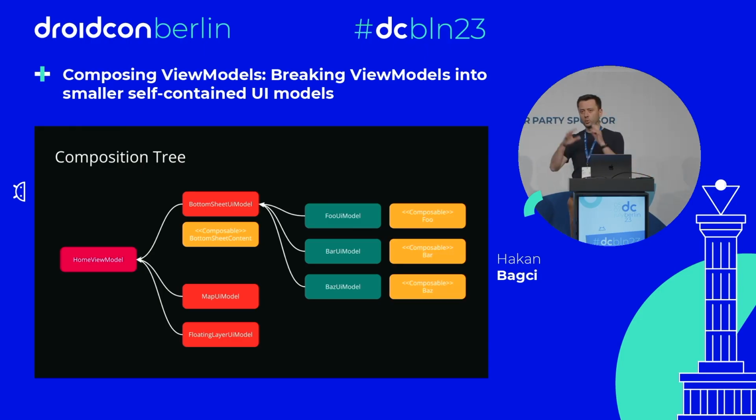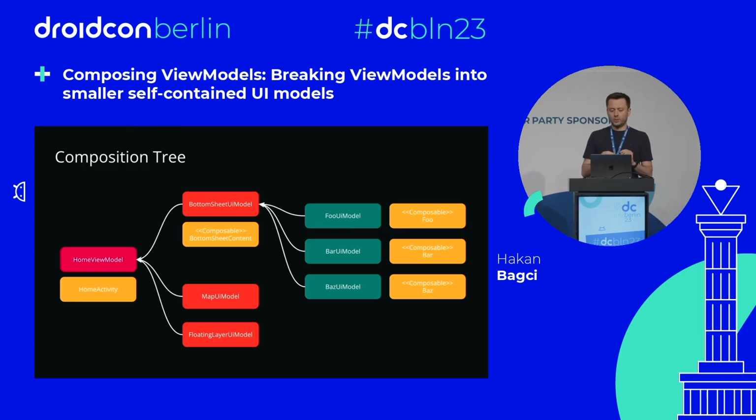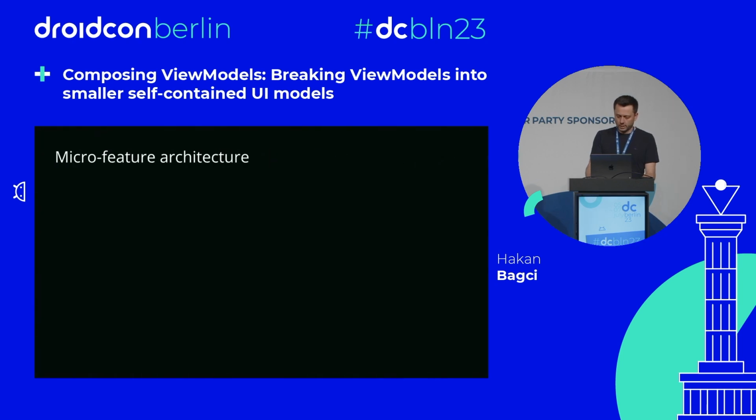And we also have the root home view model, right? So it's bound to home activity. So this is the whole picture of our composition. We only have this one Jetpack view model in this hierarchy, which is the home view model bound to home activity. All the others are platform independent UI models, we can say, if we write them in that way. This is the whole picture of the composition tree. So microfeature architecture is defined. An example implementation is shown.